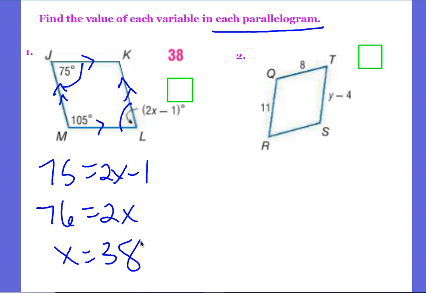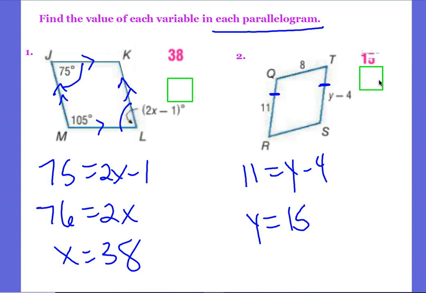All right, and then one more as we wrap up here. QR is congruent to TS due to the fact that, once again, this is a parallelogram, so I set them equal to each other and see that y equals 15 when I add over my 4 to both sides.